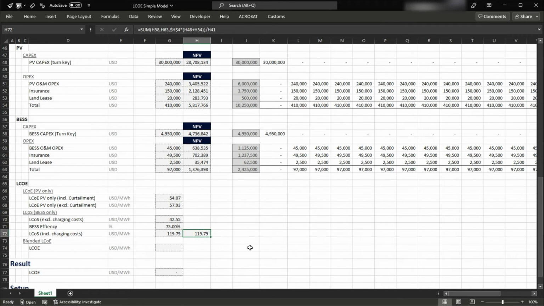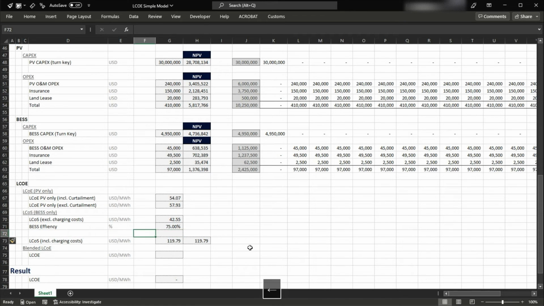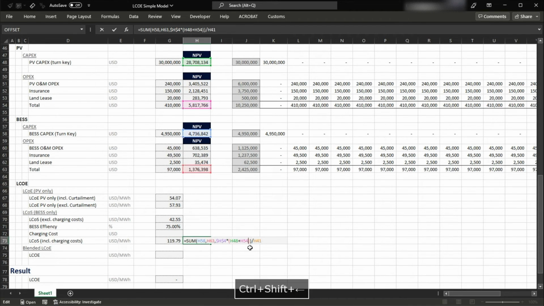Actually, to be a bit more clear here, I can put what the charging cost is in USD. So this is going to be USD. Basically, it's going to be this number here. I'm going to grab this number, and it's going to be equals.